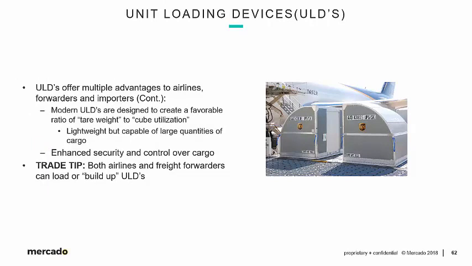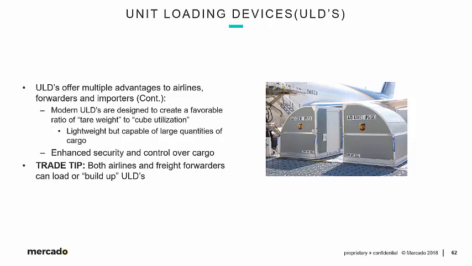Final trade tip on this slide: both airlines and freight forwarders can load or build up ULDs. We used the term build up previously. It's just creating a cargo configuration on a pallet or in a container. This is an important point, especially for U.S. importers, because we need to know not only who is handling our cargo, but who is ultimately responsible for building up pallets or using other ULDs to load onto an aircraft.